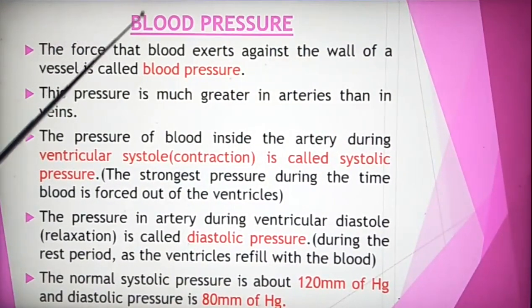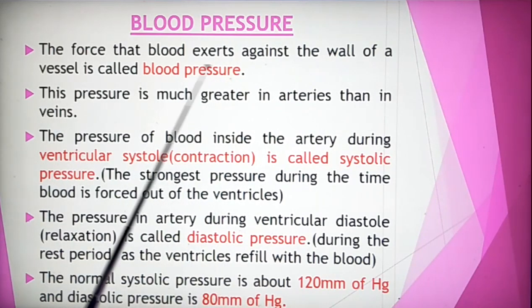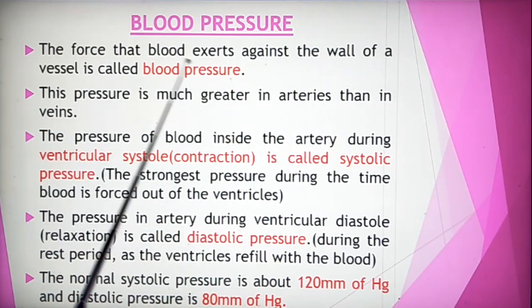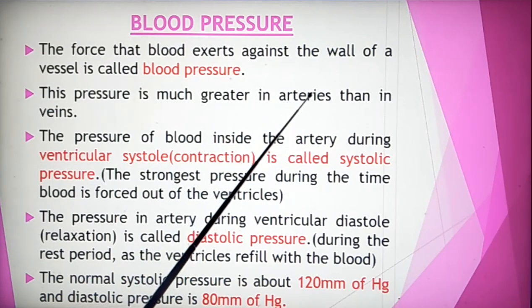Now we can move on to blood pressure. What is blood pressure? The force that blood exerts against the wall of a blood vessel is called blood pressure. This pressure is much greater in arteries than in veins, because blood moves through the arteries with very heavy force. So the pressure is much greater in arteries.